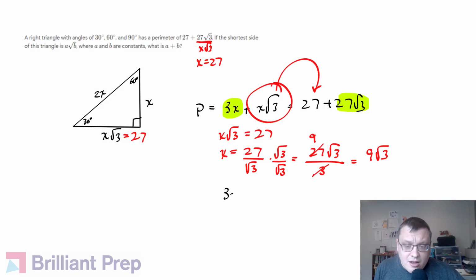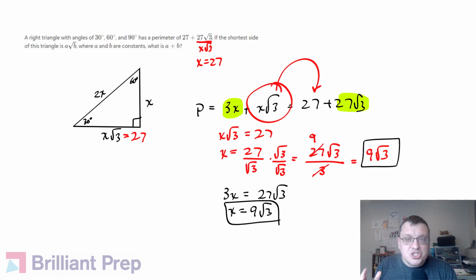But let's also solve, what if 3x is equal to 27 radical 3? What would be the value of x? If I divide both sides by 3, notice we get the exact same answer, which is good. You want to see that consistency. So let's fill in our info here. We have x radical 3 is 27. x is going to be 9 radical 3 at this point. And then our 2x will be 2 times 9 radical 3, so it's 18 radical 3.